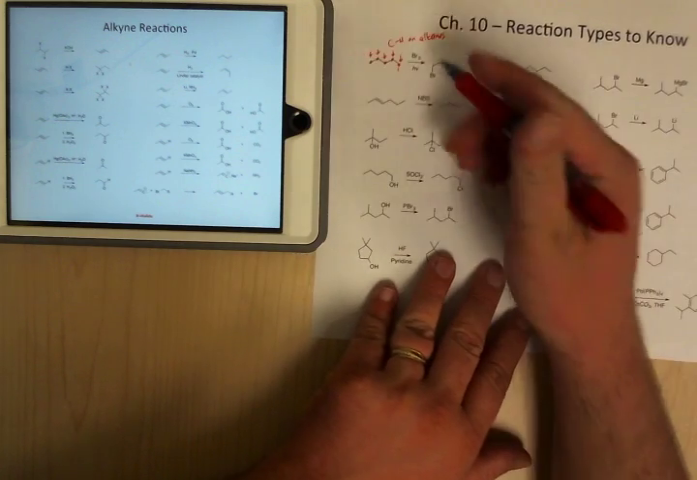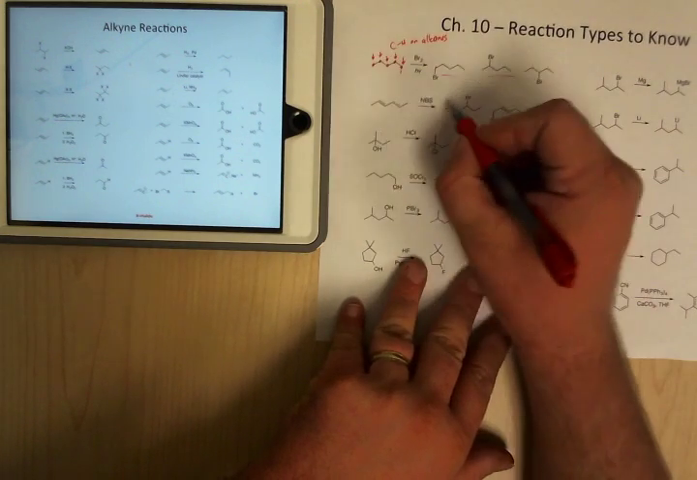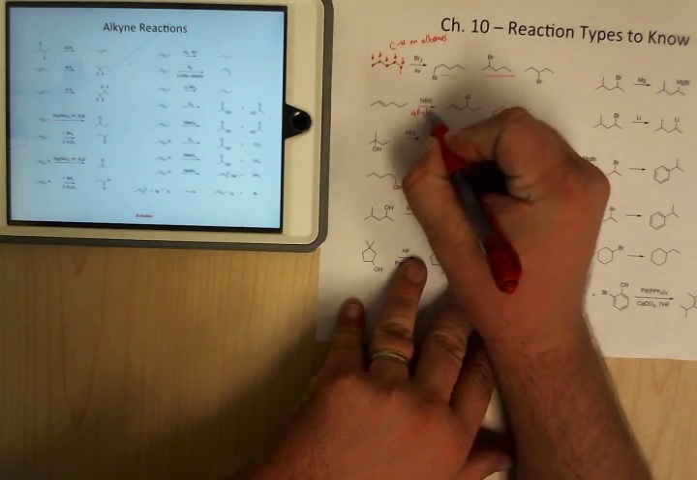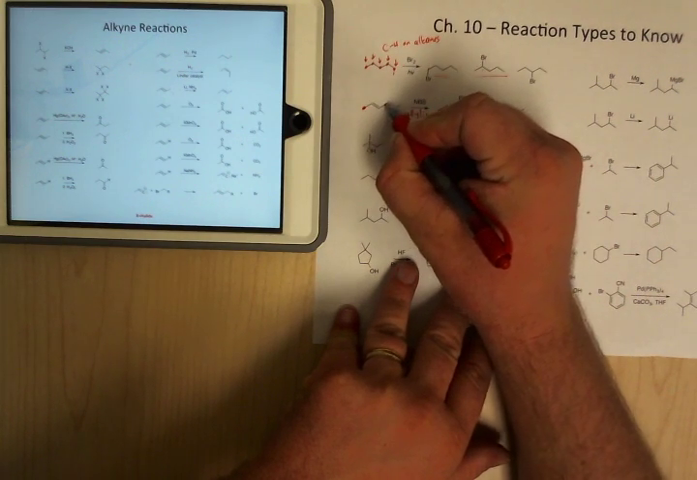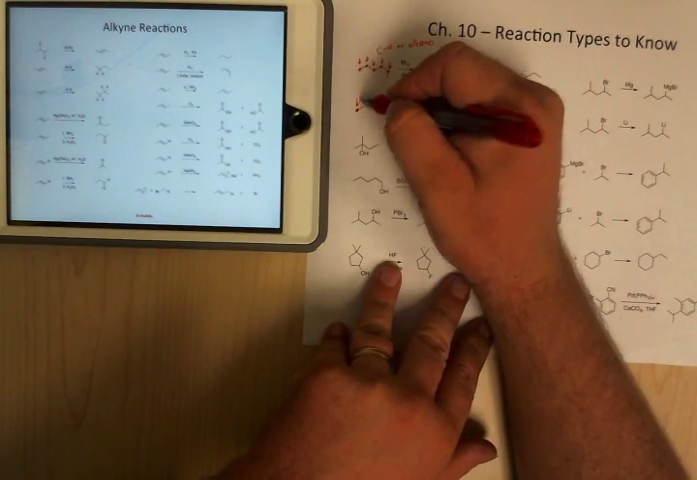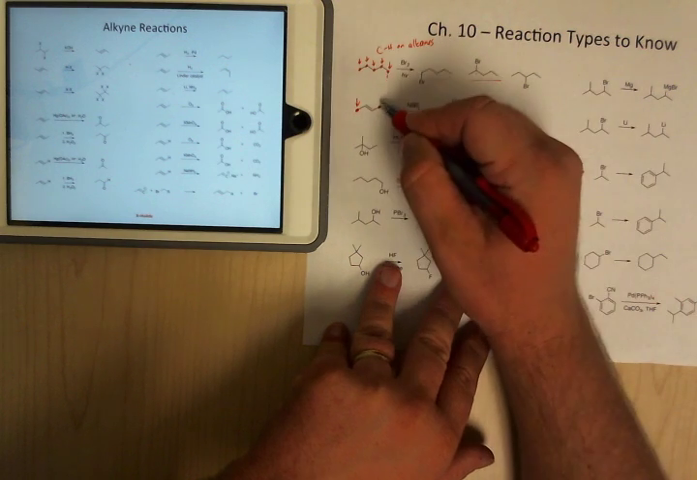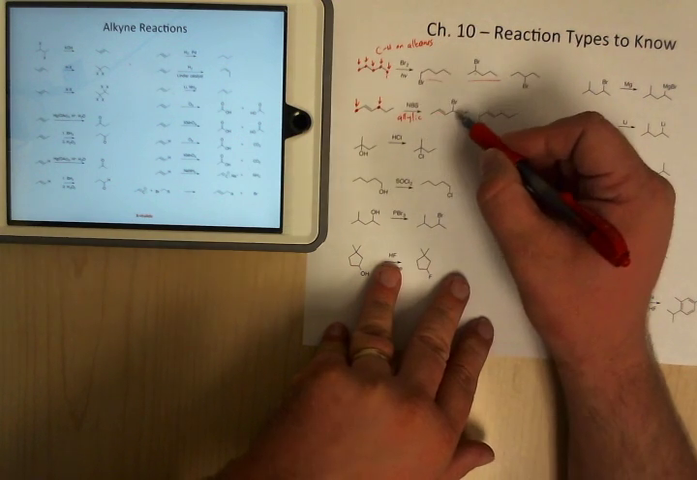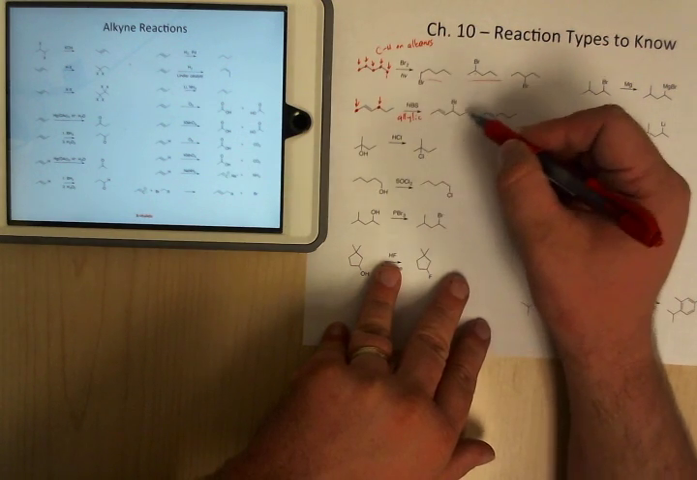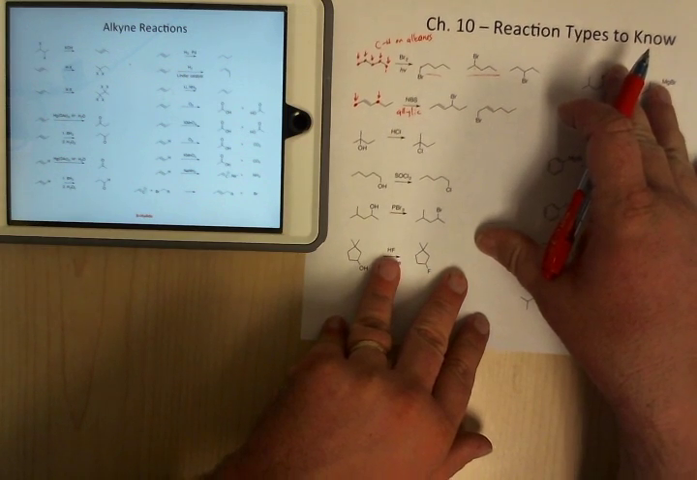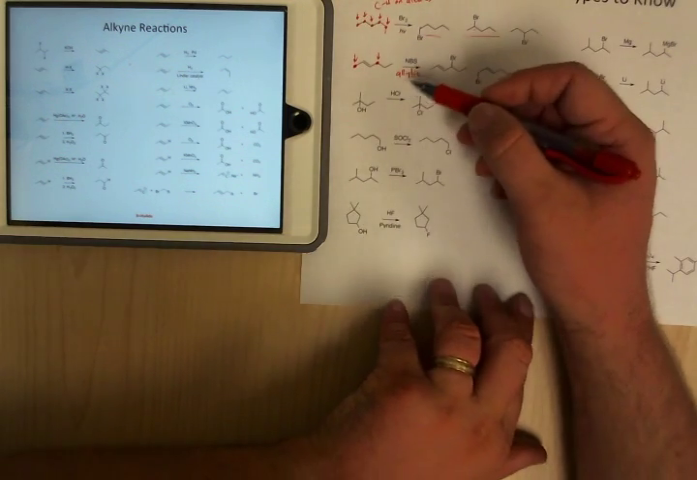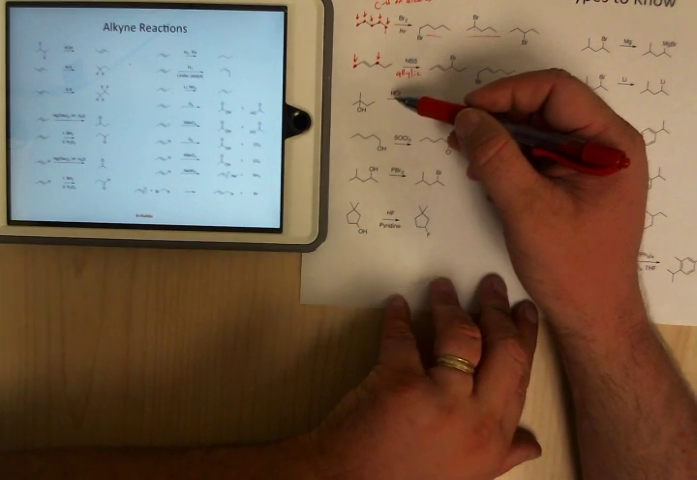This one here is looking for allylic positions, which are one carbon away from the double bond, so it's here and here. You can add a bromine there, which gives this one. You can add it there, which gives that one, on either side of the double bond.